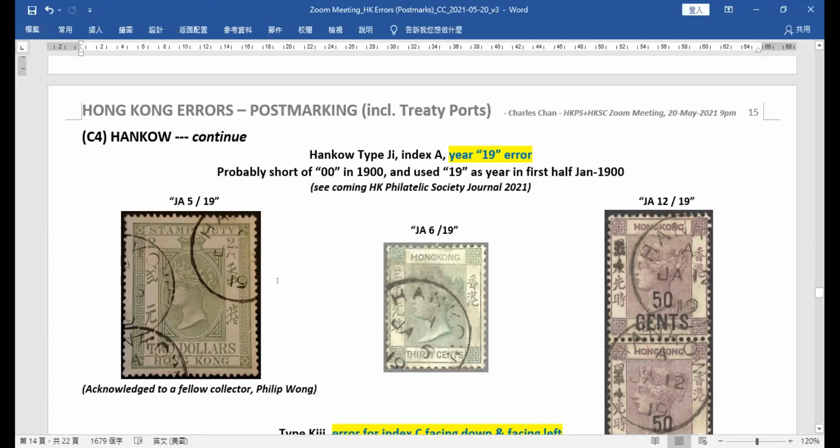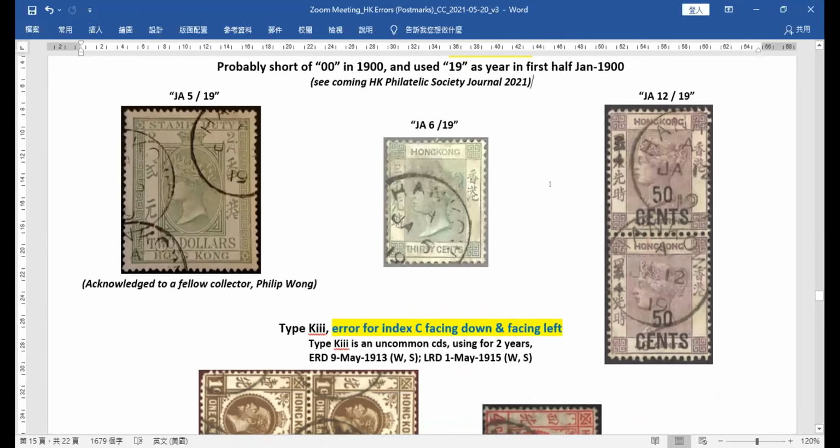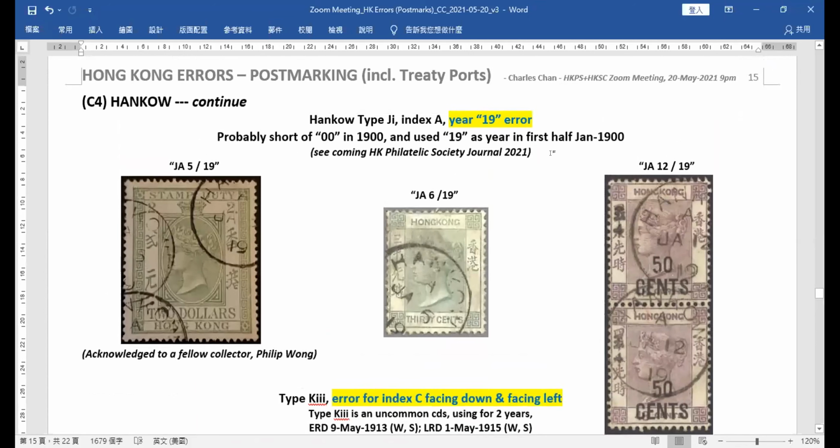The left side, $2 physical, comes from Philip Wong, a fellow collector. Okay, see the coming Hong Kong Philatelic Society Journal to be issued in 2021. Maybe one, I will write an article to discuss this 19-year era in Hankow. Just an advertisement for Professor Saul.